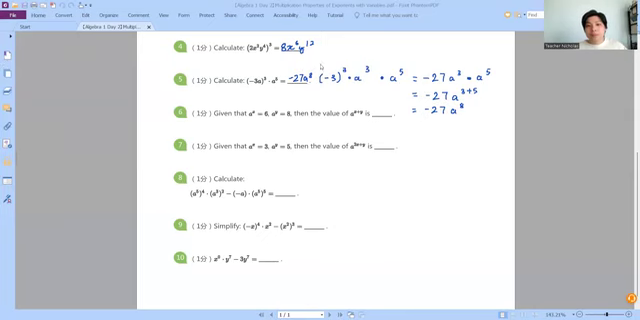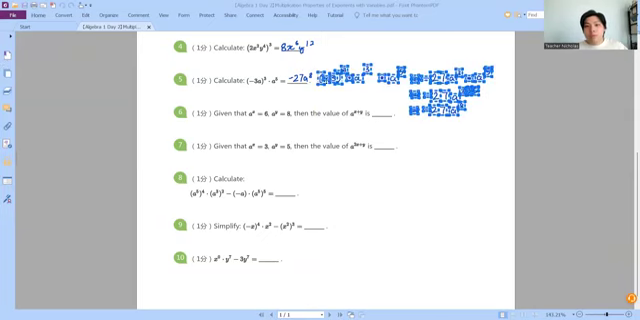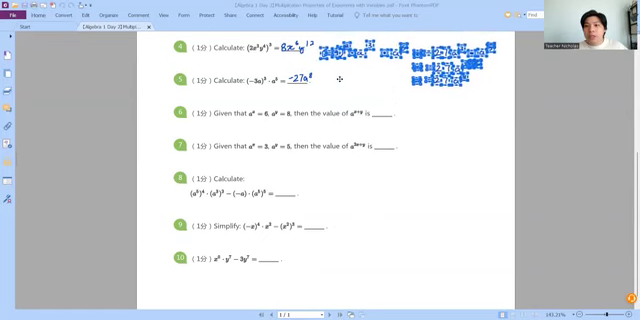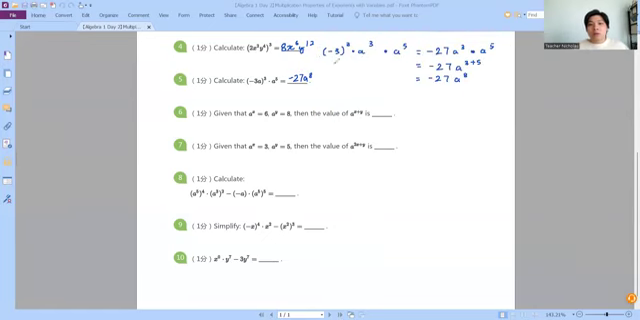All right. So let me move a bunch of this stuff up so that I have some space. There we go. Now I'm going to continue with question 6 here. Given that a to the power of x is equal to 6, a to the power of y is equal to 8, then what is the value of a to the power of x plus y?